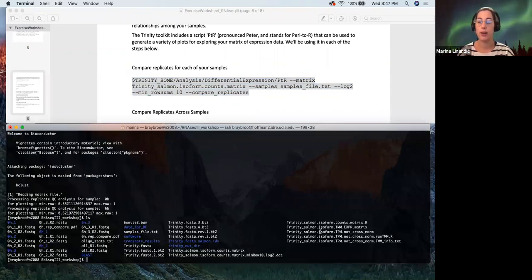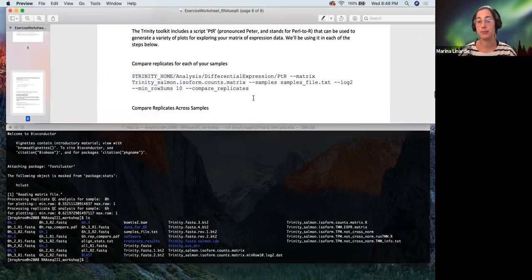Okay, so now we have it. It should be somewhere here. PDF, there we go. So 0 hours, rep compare PDF, right here. Because we are a little bit tight on time, we're just going to look at all of these files a bit later when we run everything, so you can see how they look.